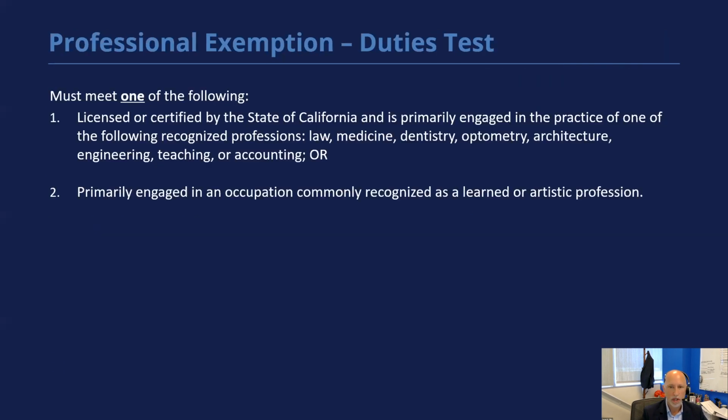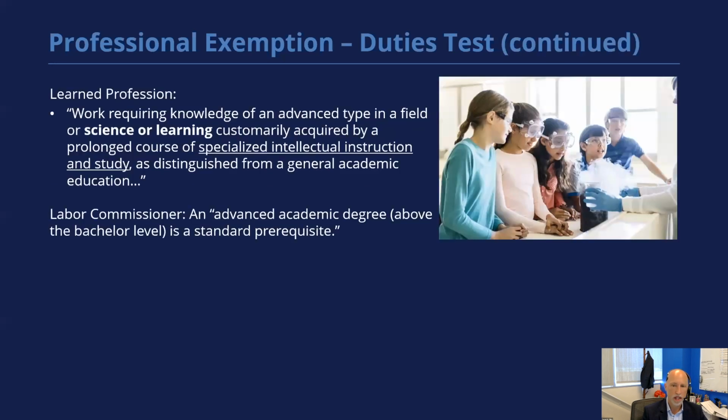Last of the white collar exemptions is the professional exemption. You must meet one of the following criteria. You need to be licensed or certified by the state of California and primarily engaged in the practice of one of the following recognized professions: law, medicine, dentistry, optometry, architecture, engineering, teaching, or accounting, or primarily engaged in an occupation commonly recognized as a learned or artistic profession. Unlicensed professionals may be exempt as learned professionals.